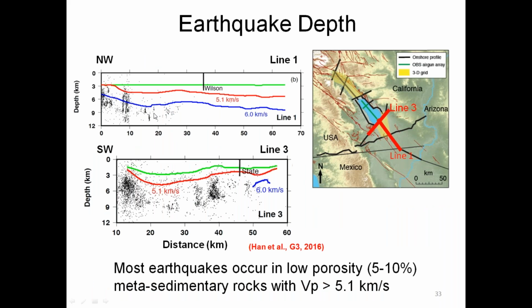Here I plot the earthquakes within 5 kilometers of our seismic line onto the model. Line 3 is along the southern shore of the Salton Sea. Line 1 goes through the Imperial Valley in the plate motion direction. The green line marks the porosity of 5 to 10%, and the red line is the velocity contour of 5.1 km per second. The blue line is the velocity contour of 6.0 km per second. As you can see, most earthquakes occur in low porosity, about 5 to 10%, metasedimentary rocks with P-wave velocity greater than 5.1 km per second.